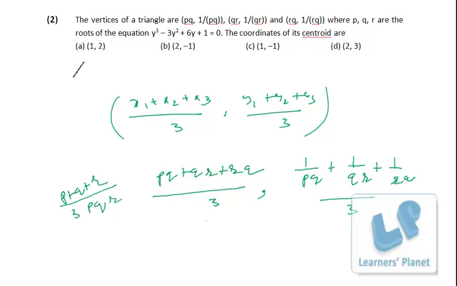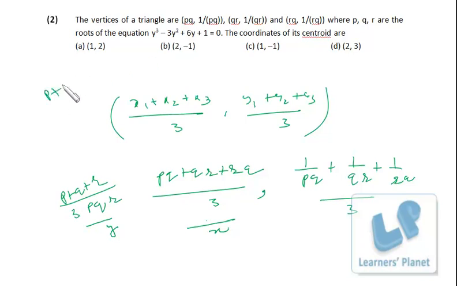Okay. Now from where will you get the value of PQ plus QR plus RP or this combination? This is the x coordinate and this is the y coordinate. Now P, Q, R are the roots of this equation, right? Now this is a cubic equation. The coefficient of y square will be the sum of the roots in negative, right? Sum of the roots in negative.